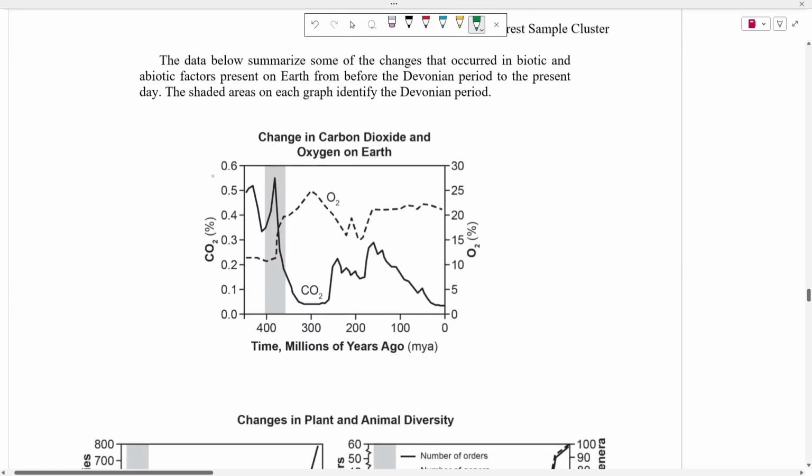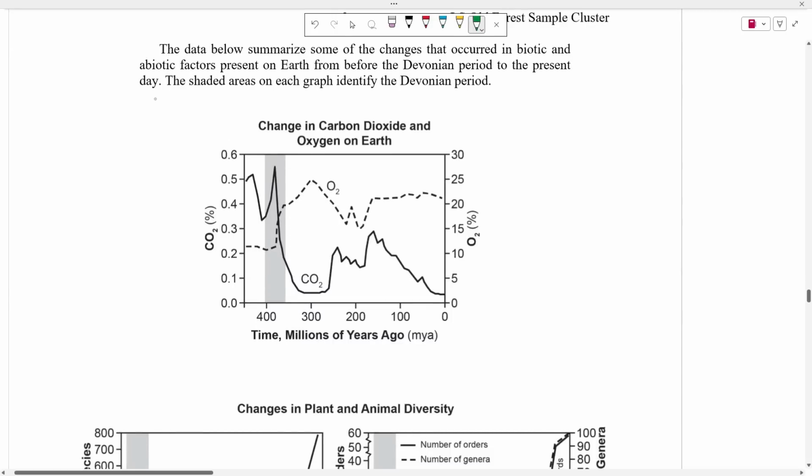So we move on. It says that the data below summarizes some of the changes that occurred in biotic and abiotic factors present on Earth before the Devonian period to the present day. These shaded areas on the graph identify the Devonian period. So here we have one graph. It shows us the change in carbon dioxide and oxygen levels on Earth. We know that wherever the shaded region is, that's the start and that's the end of the Devonian.